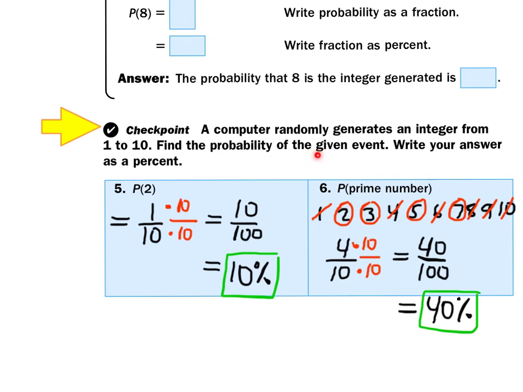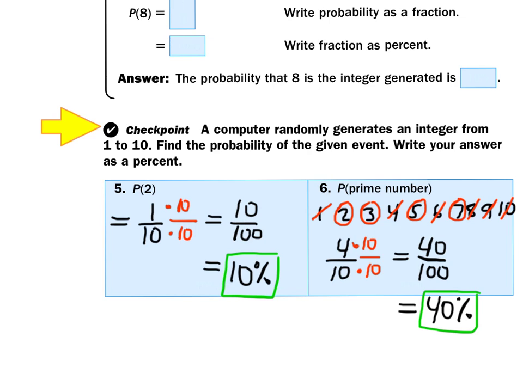Find the probability of the given event. Write your answer as a percent. So I want to know the probability of the computer picking the number 2. Well, remember, there's 10 possible outcomes, so you put that on the bottom, the total things that could happen. But since we want the number 2, there's only one number that we want. So 1 out of 10 would just become 10 out of 100, and that would be 10%.